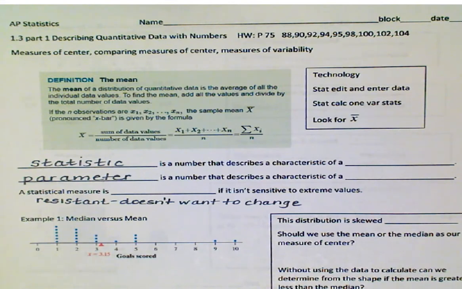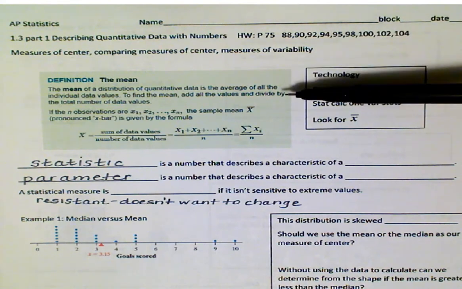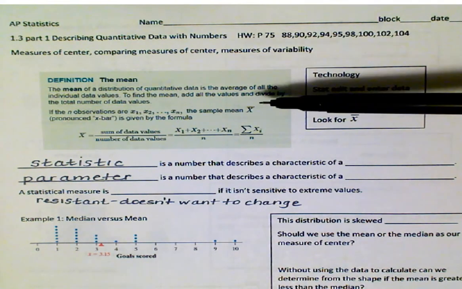So the definition of mean: if I ask you how to find the mean of 10 scores, most of you would say, you just add them all up and it's the average. So that's the definition. The mean of a distribution of quantitative data is the average of all the individual data values. To find the mean, add all the values and divide by the total number of the values.